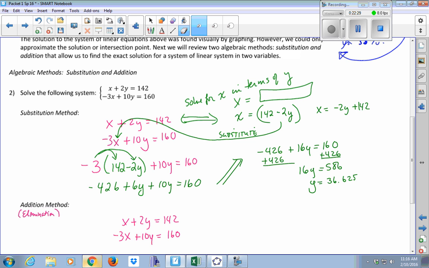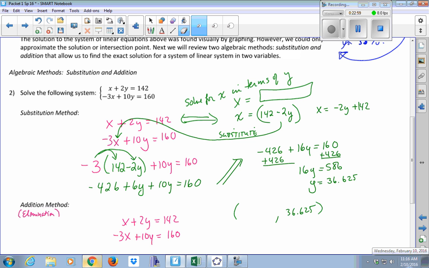Right. Remember, your answer is a point, and you need two coordinates. You need an x value and a y value. So I know my y value is 36.625. To find my x, I go back to an original equation, not one that I've messed around with. Because if I made a mistake somehow in writing x in terms of y, and I put this value in, I'm just going to perpetuate my error. So I go back to one of my original equations.